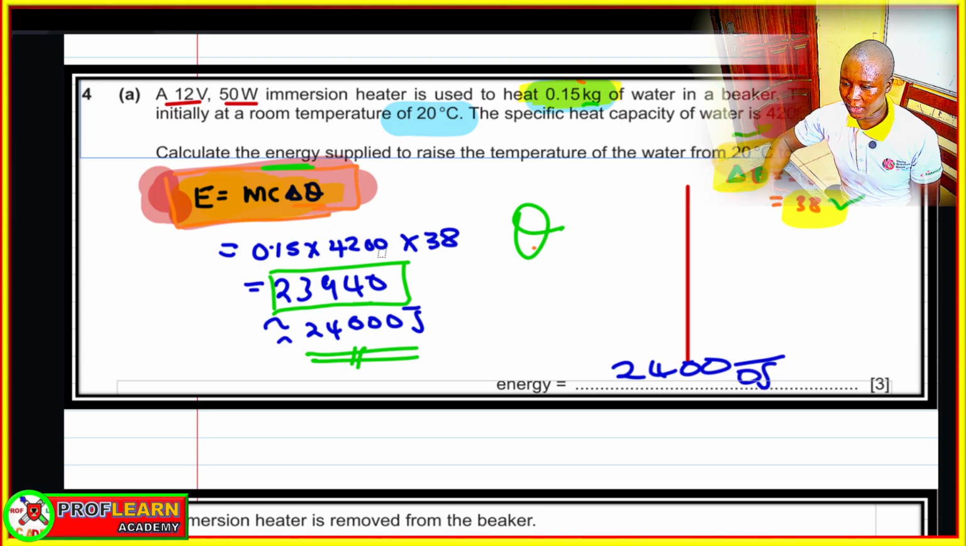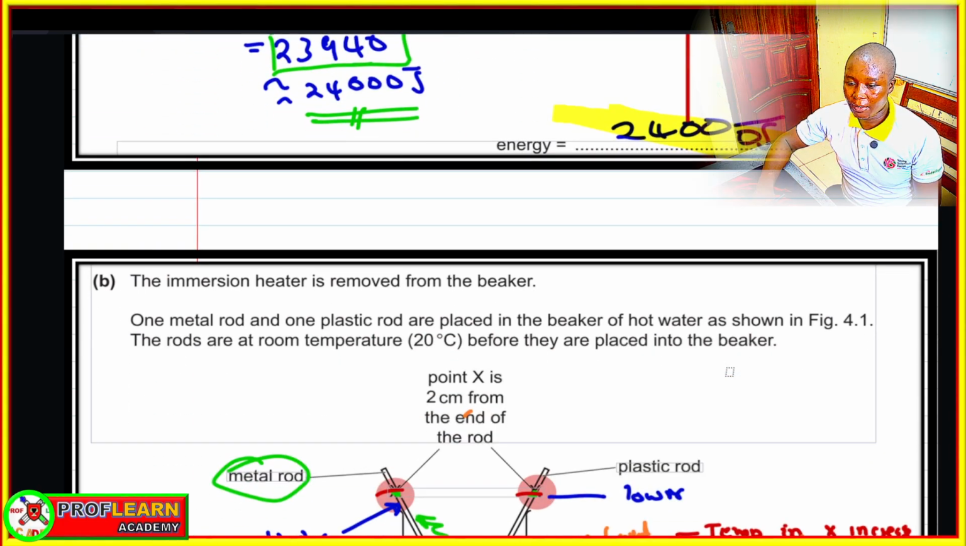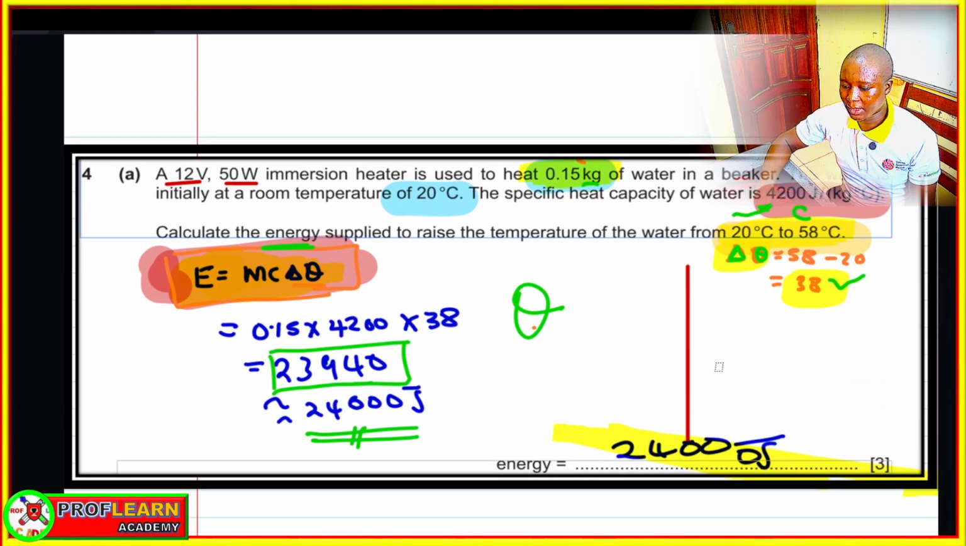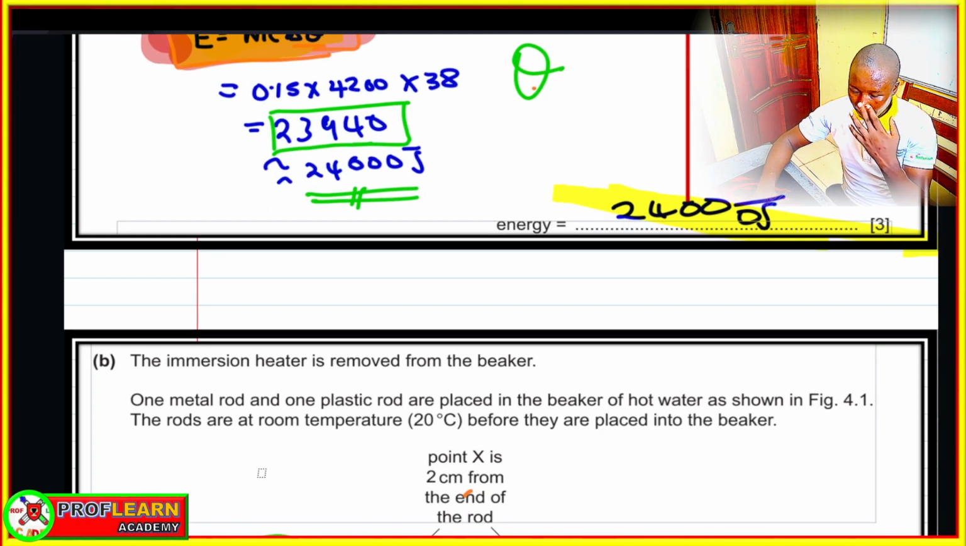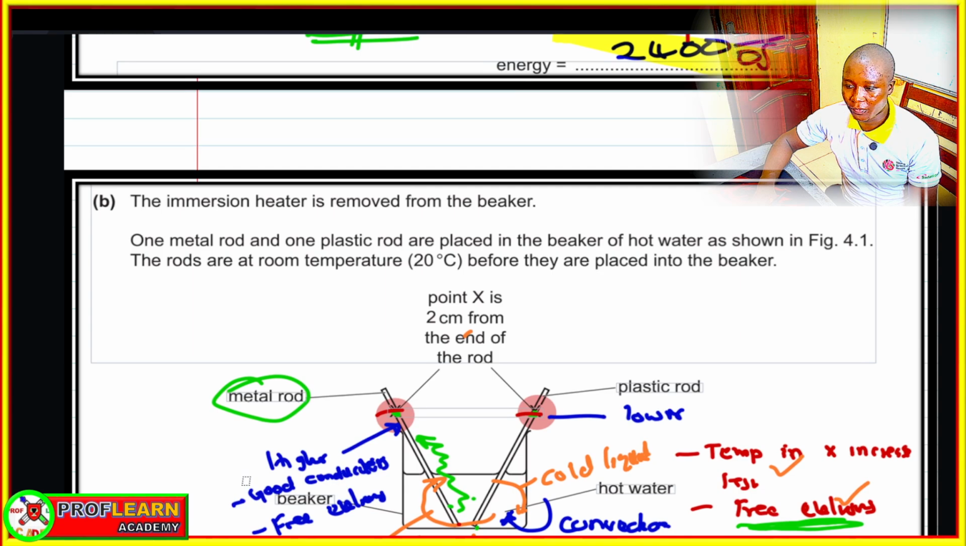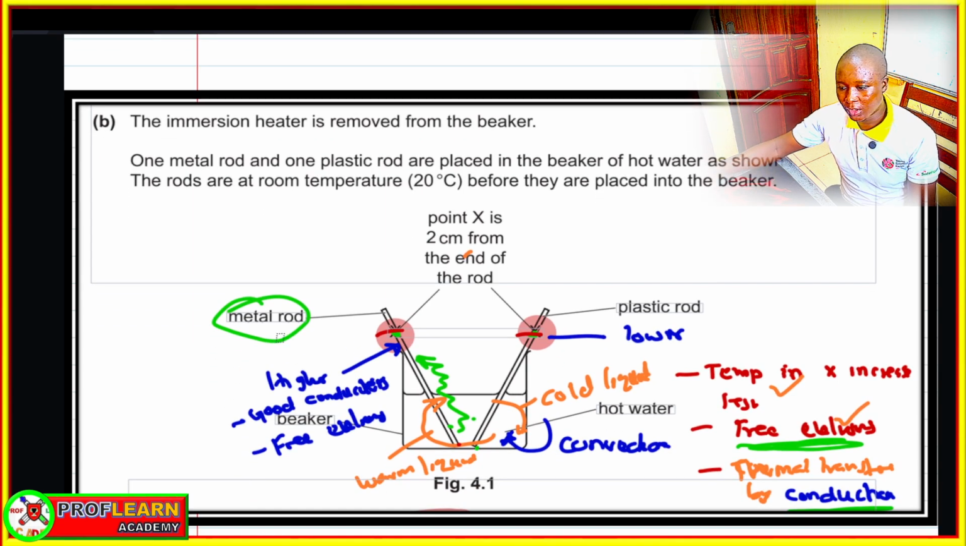And then if you work it out, you're going to get 24,000 joules of thermal energy supplied. And once that is well understood, we can now look at part B, which was also a kind of question that made most of the students cry, but it was quite straightforward because we have a metal rod and we have a plastic rod.